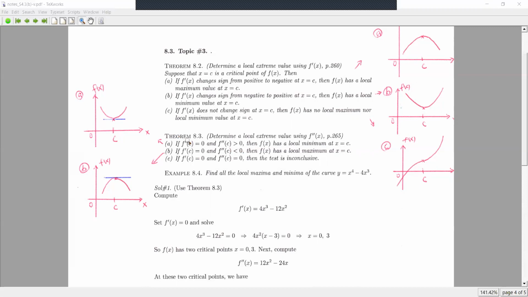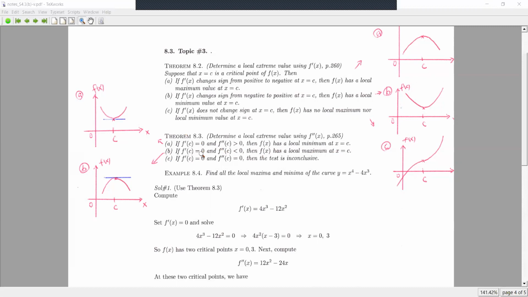So these two conditions say that at the point C, the tangent line is horizontal, and at the point C, the curve is concave up. Second derivative greater than 0 at the point C. So at the point C, the graph of f is concave up. Therefore, function f has a local minimum value at the point C, in this case. Now B.